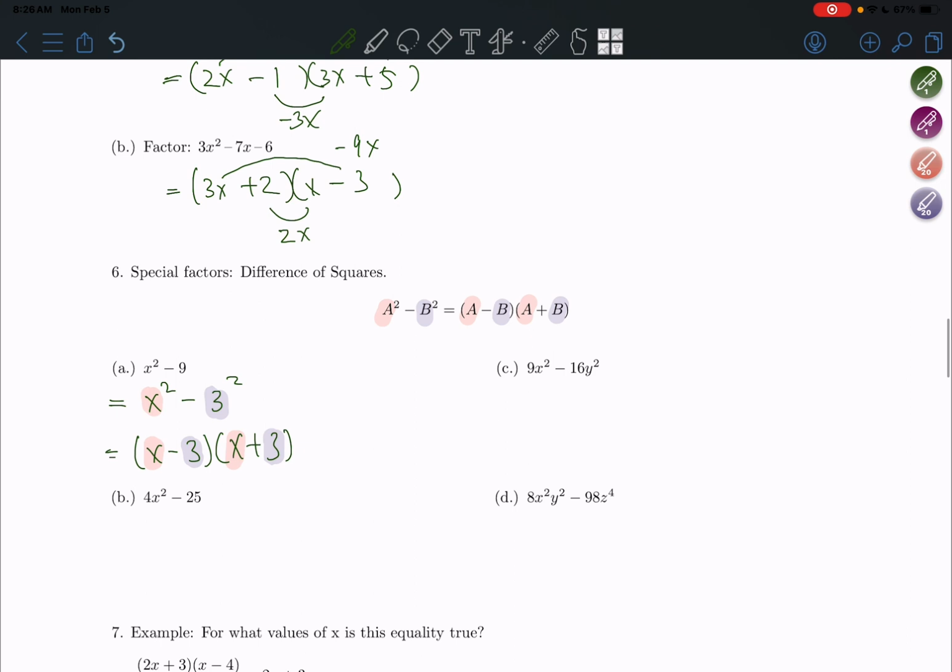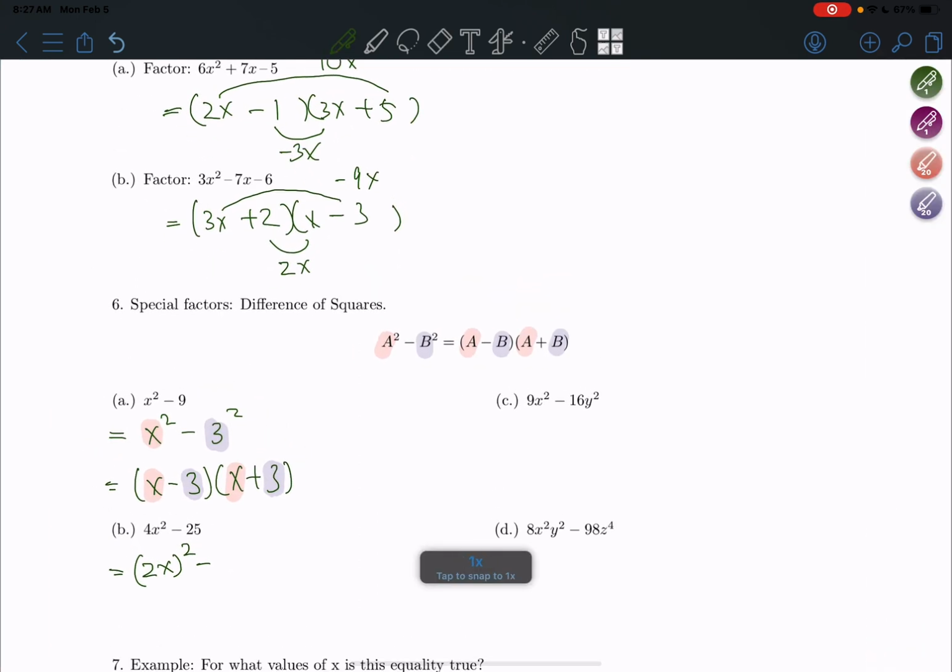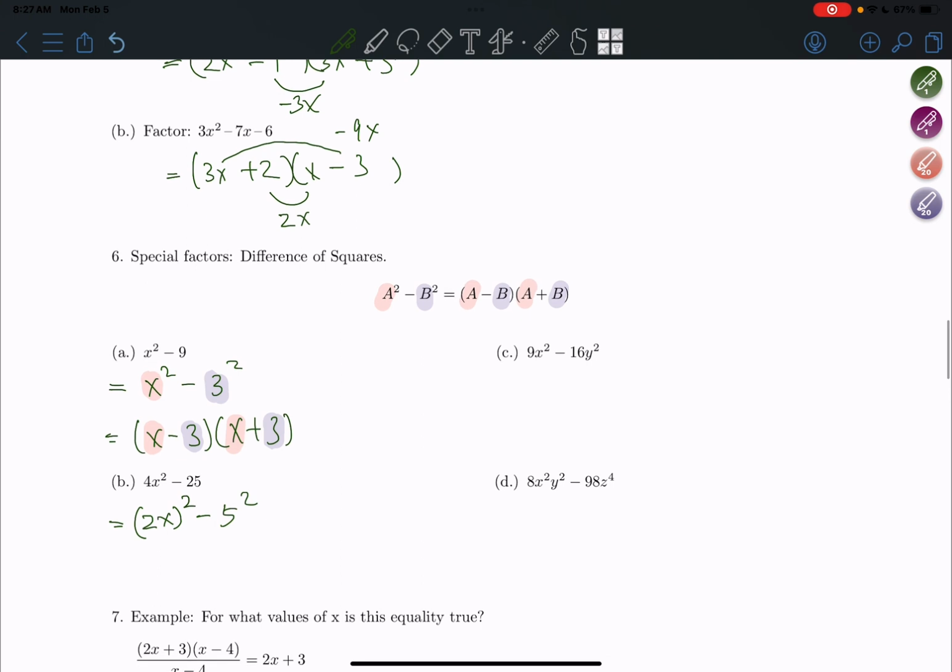For part b, 4x squared, I need to write that as a perfect square. Well, 4x squared is 2x quantity squared, minus 25, which is 5 squared. That means my 2x is a and 5 is the b. So then the factor becomes 2x minus 5, 2x plus 5. The 2x is the a, and the 5 is the b.